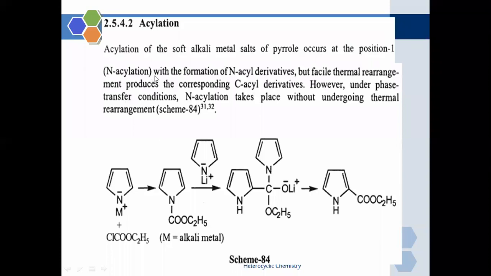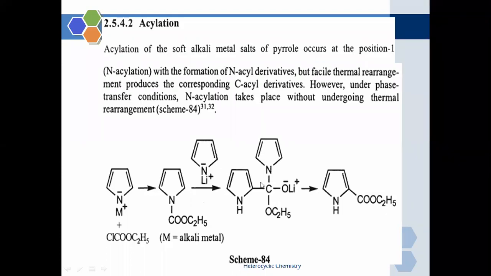The N-acylation with the formation of N-acyl derivative, but facile thermal rearrangement produces a corresponding C-acyl derivative. So when an acylating reagent reacts with a pyrrole molecule, the product formed first is the N-acyl derivative, but this N-acyl derivative then undergoes molecular rearrangement to form the C-acyl derivative. This rearrangement happens with temperature change, that is thermal rearrangement. So there is formation of the corresponding C-acyl derivative.